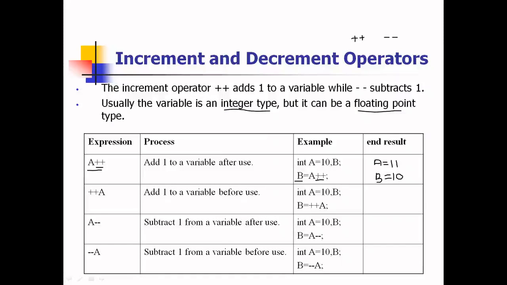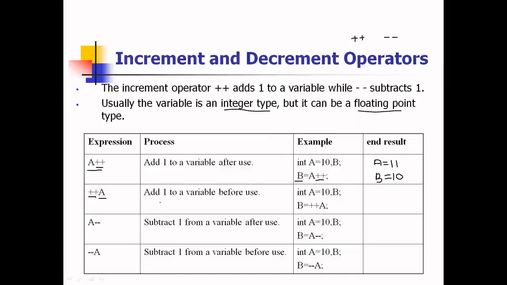As I've told you, this is post increment. In case of post increment, the present value of a is first used, that is assigned to b. So present value of a is 10. It is assigned to b, and then the value of a is incremented by 1. So value of a is incremented by 1 means value of a is now 11, whereas value of b is 10.